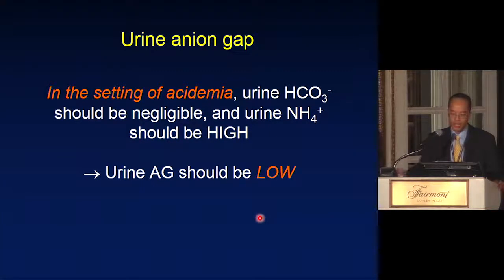Well, in the setting of acidemia, the kidney is trying to get rid of acid and retain bicarb. So urine bicarbonate should be essentially 0, and urine ammonium, a positively charged ion, should be very high. The kidney revs up ammonium excretion to try and get rid of acid. And so the urine anion gap, which is the unmeasured anions minus the unmeasured cations, should be low, right? So the higher this ammonium is, the lower your urine anion gap is.